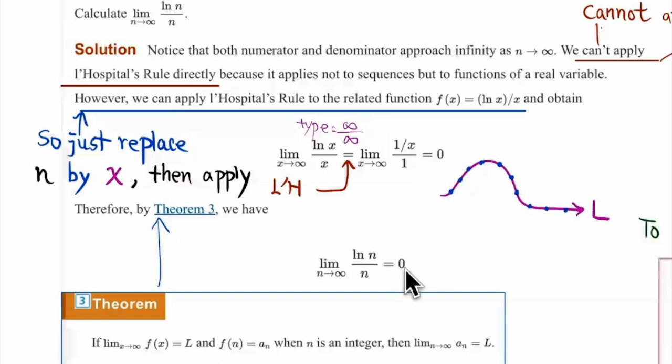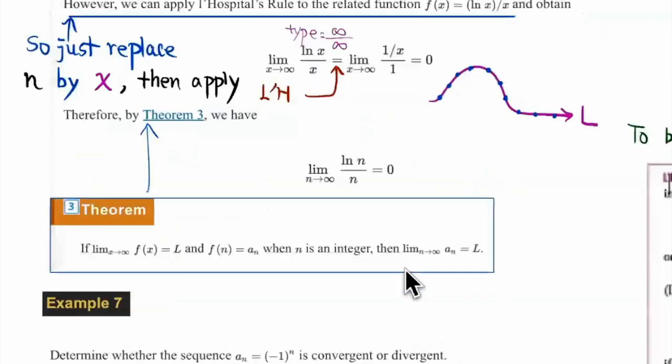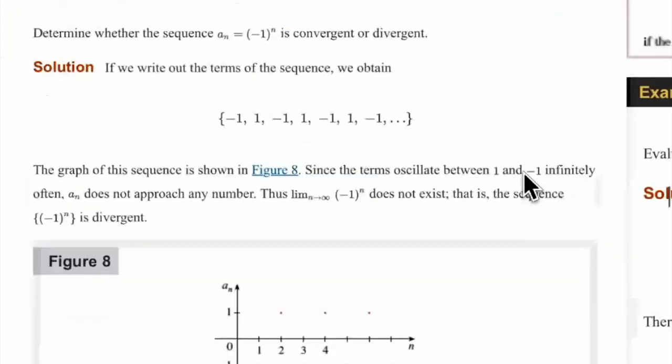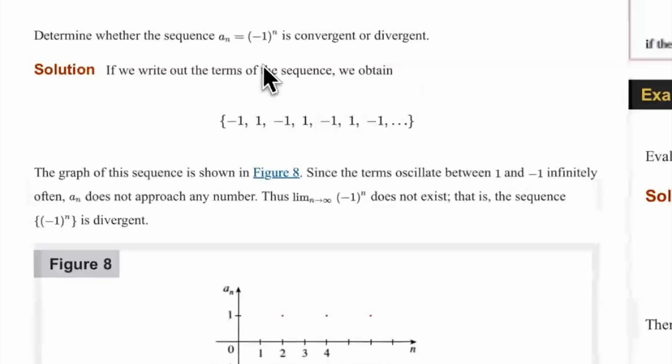Okay, so that's the idea. And here's the explanation why you cannot apply L'Hopital directly when it is n. Okay, so some explanation. Okay, the next example.